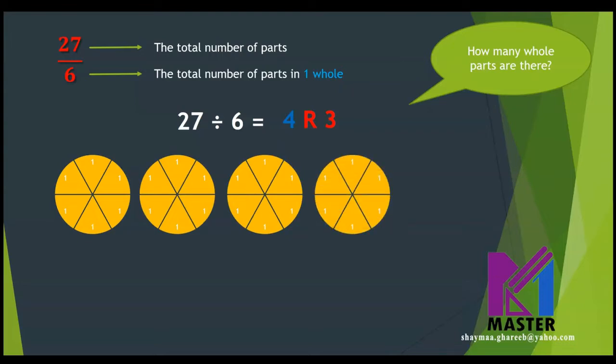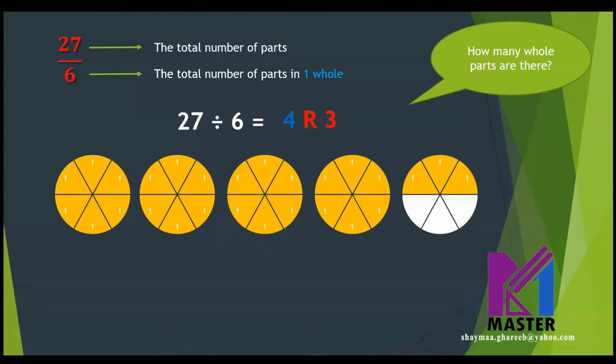Is this clear? Now, what about this remainder? It means there will be 3 parts as a remainder. How to show this on the drawing? 3 parts out of the 6 parts. So this is how I can express this as a mixed number. Let's see if I want to write these shaded parts as a mixed number.